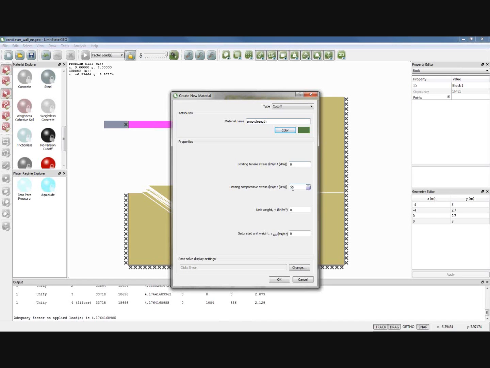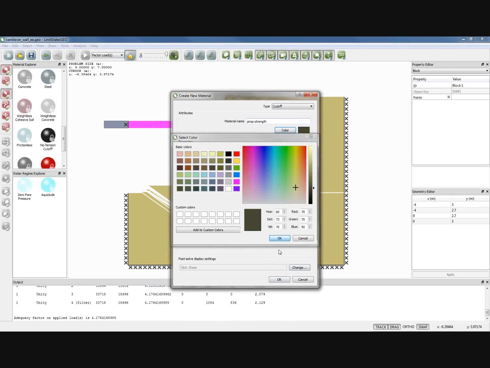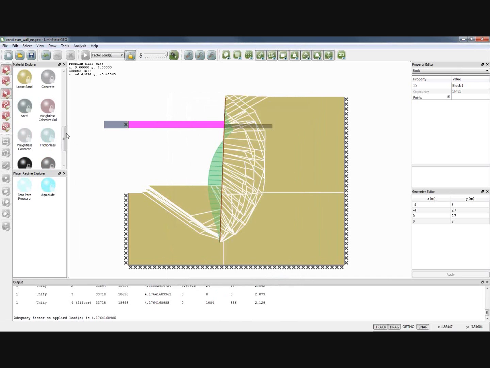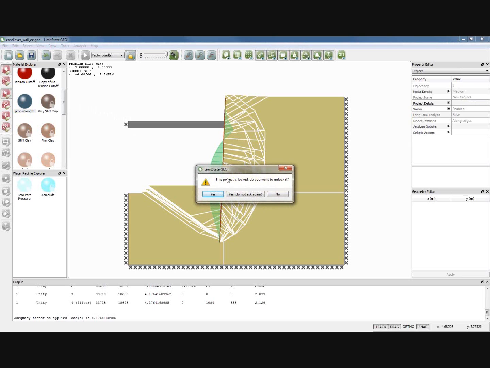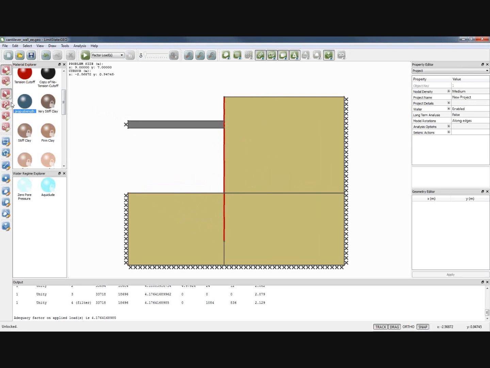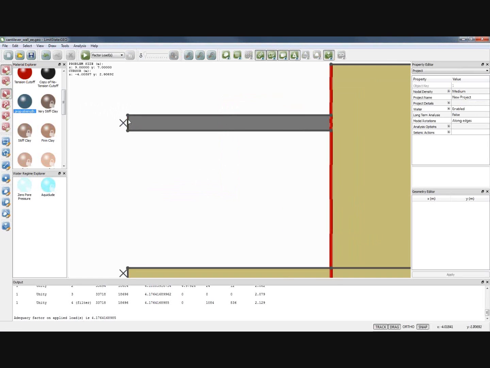So what I'm going to put in here is a value roughly half the value we saw up here for that prop in terms of the stress. So basically it will fail at a stress of 550. And I'll give it a suitable different color. Put that in, and you'll see that that has appeared here as a material. And yes, I can add that to this boundary here. And now that boundary, if the compressive stress goes above 550, will actually fail and slide.